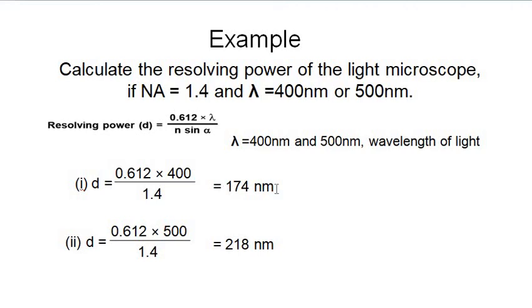The small d is increased, the resolution is decreased, and if d is decreased, it means resolution is increasing. So the microscope at these values can distinguish two close points up to 174 nanometer, and at the higher wavelength of 500 nanometer. So here 1.7 nanometer means 0.17 micrometer size of objects can be visualized at this wavelength 400.